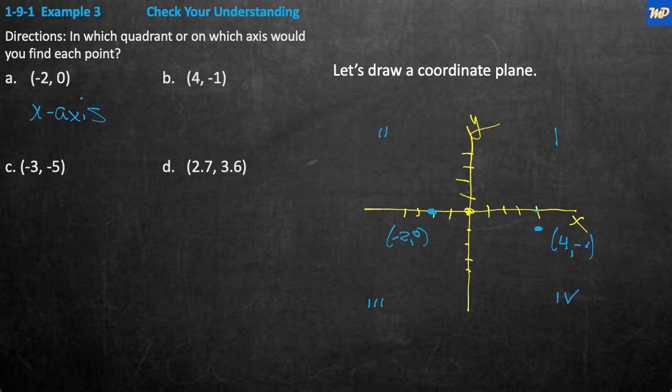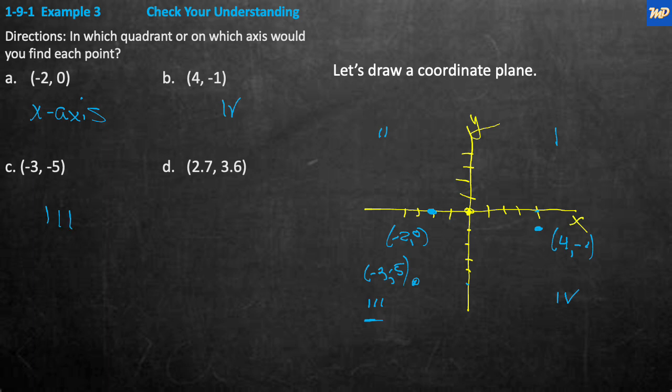-2, 0. So this is in the fourth quadrant. It's in 4. How about problem C? -3, -5. -3 is here, so we're going to say it's right here. -3, -5, and this is in the third quadrant. And remember I said that when they're both negative, it's in 3.